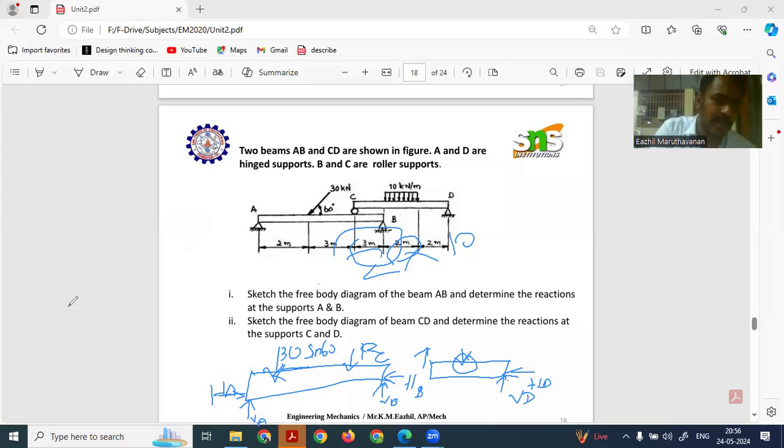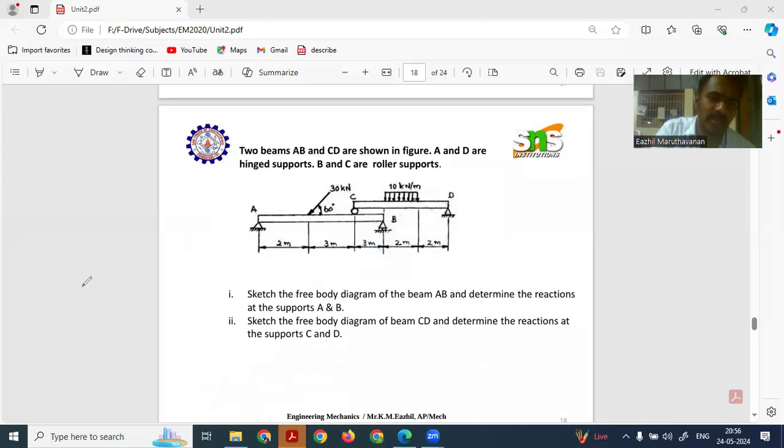After drawing the free body diagram, we have to consider whether to identify the forces first for beam AB or beam CD. Let us go with beam CD because there is only a minimal number of unknowns in beam CD. So we will take beam CD first.